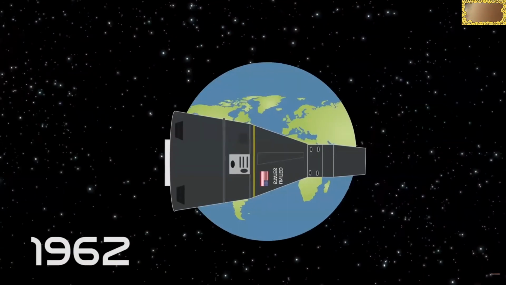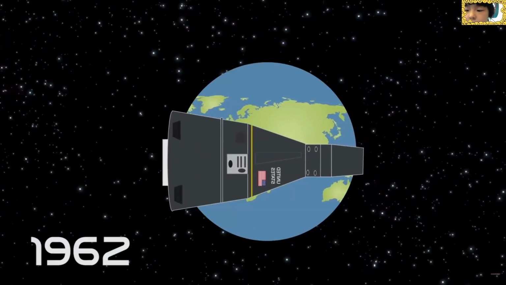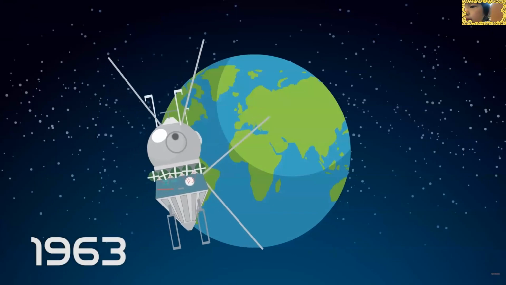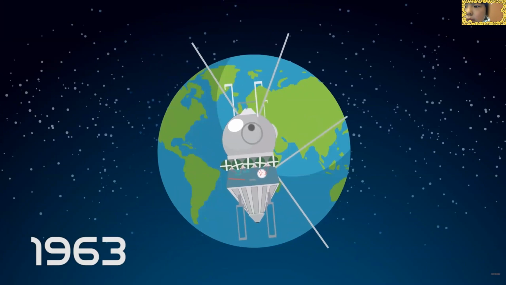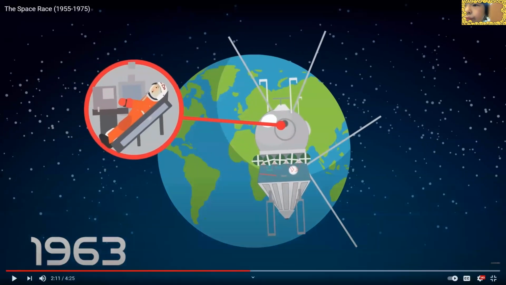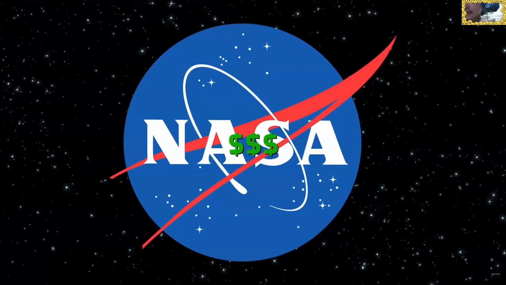The Apollo program was launched. Meanwhile, in February 1962, John Glenn became the first American to orbit Earth, and on June 16, 1963, Soviet cosmonaut Valentina Tereshkova became the first woman to travel into space.